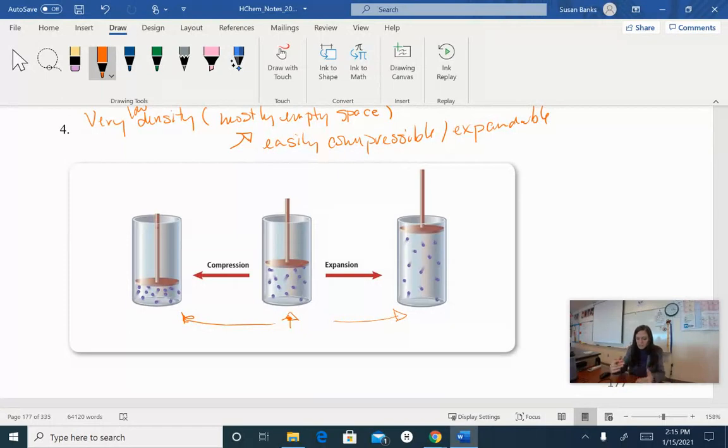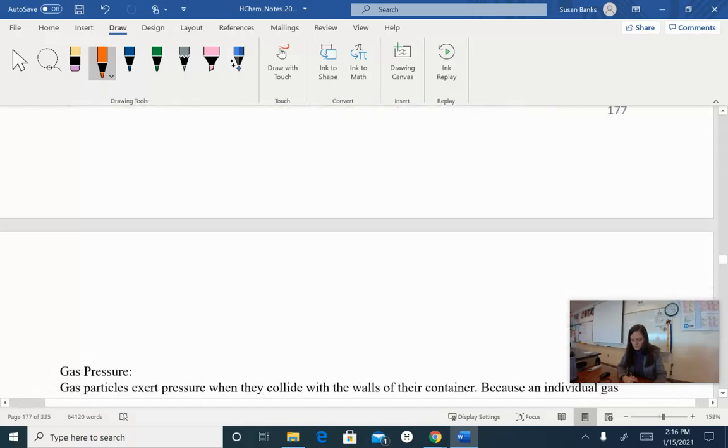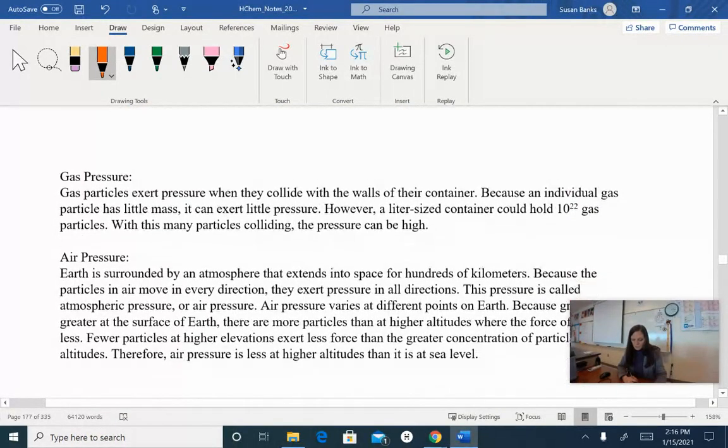We use this compression and expansion, especially in the internal combustion engine, when we burn gas and that gas explodes into gases instead of the liquid gasoline, and that explosion expands that cylinder really far with some force and turns the crank on our internal combustion engines. We use that all the time to drive our cars. Okay, so here we go.